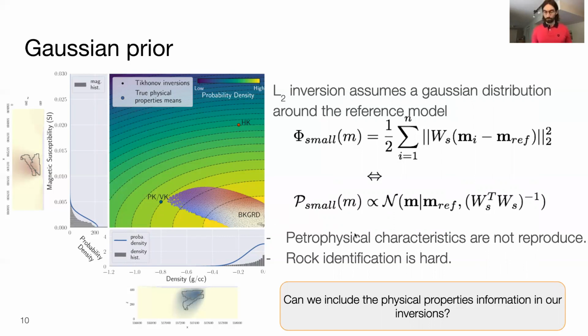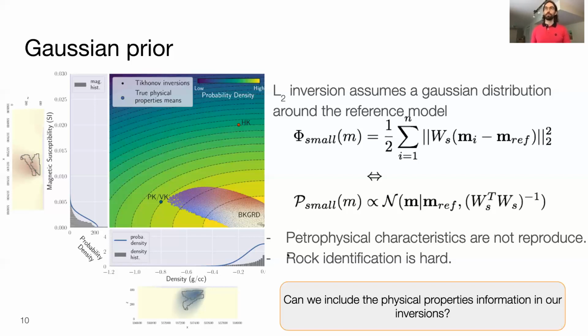So that kind of summarizes the state of the field as it is for inversion and how it's commonly done. And there are two problems I can see with that. So we don't reproduce the petrophysical characteristics of the rocks, even if they are known. We don't reproduce them in the inversion. And because of that, and because we get that very continuous distribution of physical property parameters, it's very hard to do some rock identification.